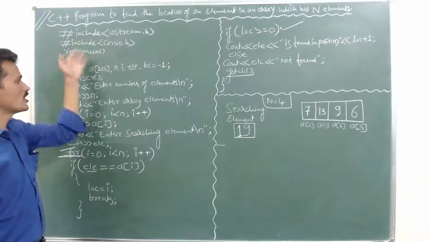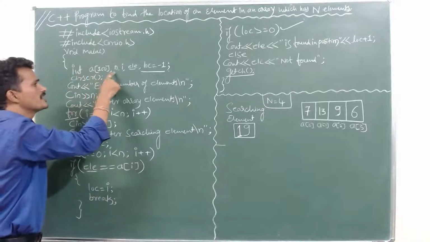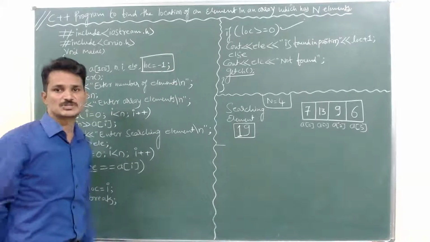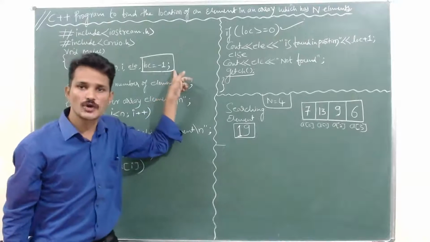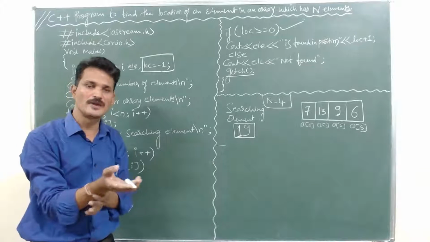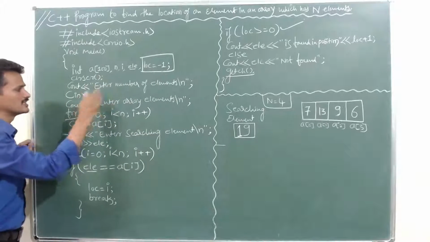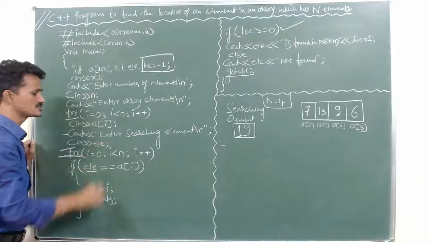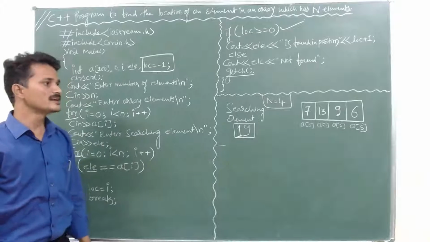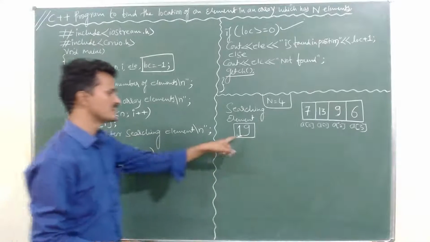Same header files, void main function. And you need to observe this: int a of 100, n, i, element, and location is equal to -1. Location is equal to -1 because array initialization starts with the 0th element, hence we are taking location as -1. Similarly, accepting the value of n and all the elements, which are 7, 13, 9, and 6. Enter the searching element. This time the searching element is 19.